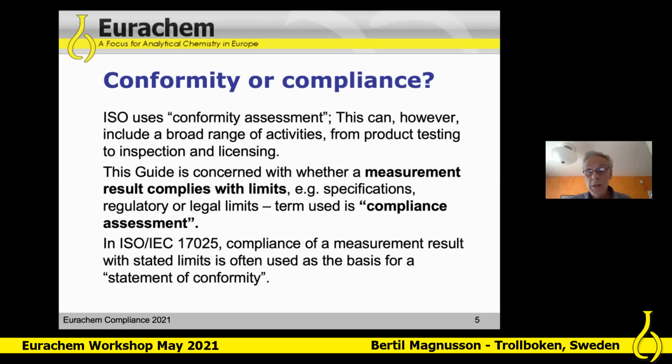So in this guide we talk about compliance. But if you look at the ISO 17025, they use the term conformity. Conformity is actually a little broader term. So this guide is only concerned with whether measurement results comply with a limit. And here we use the term compliance limit. And if a result happens to comply with a limit, we can actually, according to 17025, make a statement of conformity.